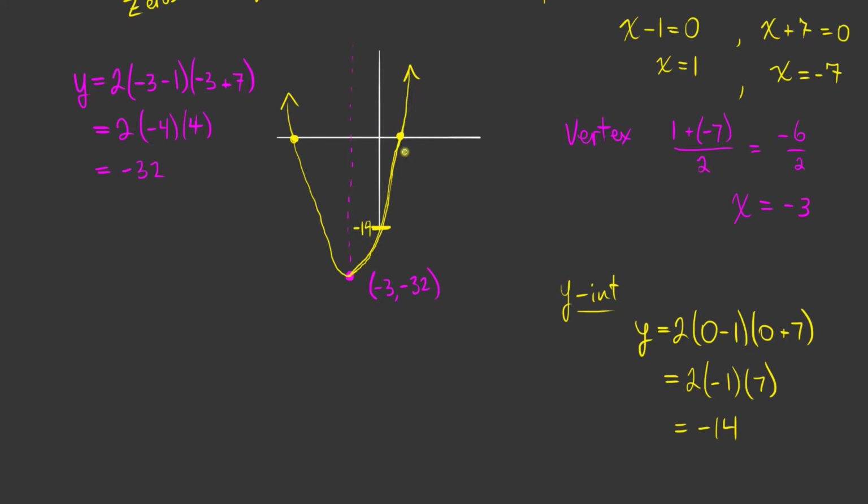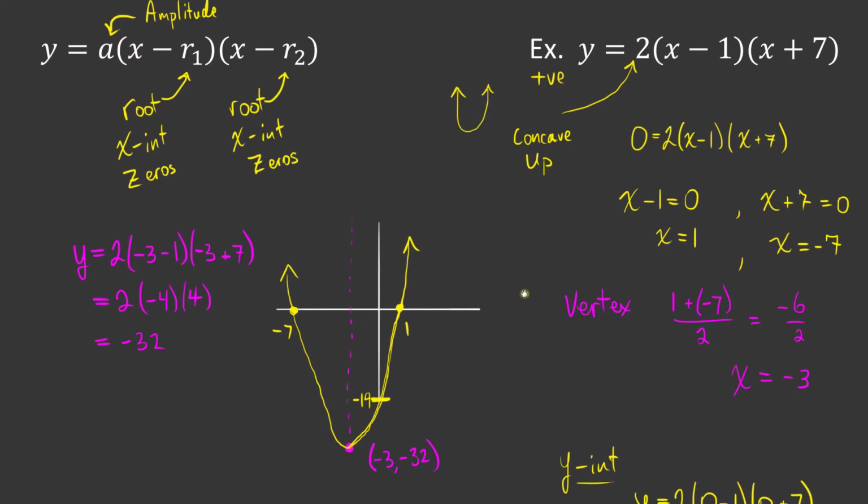And of course I could label my zeros 1 and negative 7. And so we have enough information here to really do some damage on the graph, to really get it almost precise, even though it's a sketch. And if any of you know me from class, you'll know just how wonderful my sketching and drawing abilities are.